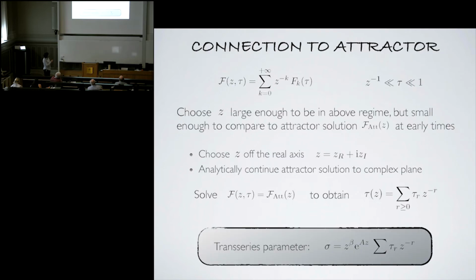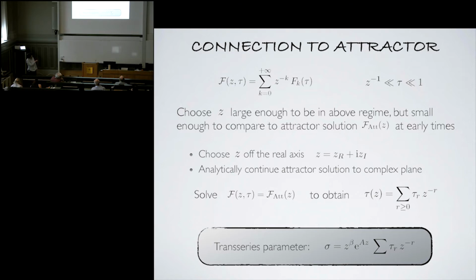So again, I have my F_k, I've calculated them. I'm in this regime, and I want to choose a z large enough that I'm still in the late time behavior, but small enough that I can compare with my attractor solution. And the easiest way to do that, because the tau depends on the exponentials, is to take z off the real axis and make it so the absolute value of z will be large because the imaginary part of z is large, but still the exponential won't be too small. And basically, I also want to analytically continue the attractor solution to the complex plane.